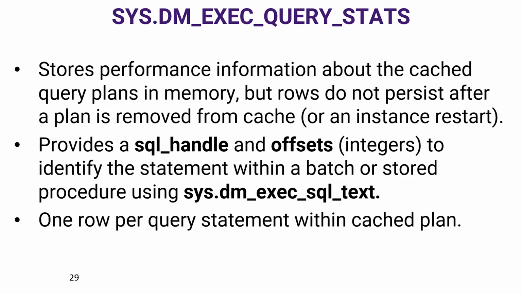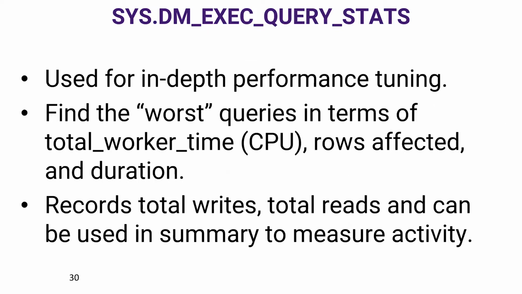You get one row per query statement within the cached plan. So use this for in-depth performance tuning. Find the worst queries, I'm doing air quotes right there. I should have kept my video on. Find the worst queries in terms of total worker time, rows affected, duration, for example. It records total writes, total reads, and can be used in summary to measure activity and really define the hot spots and the worst queries in your database.